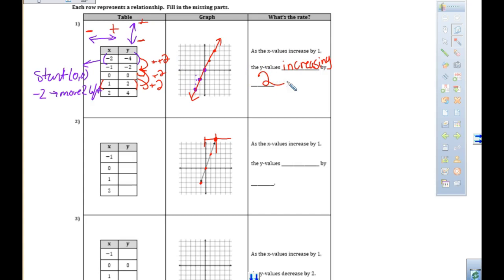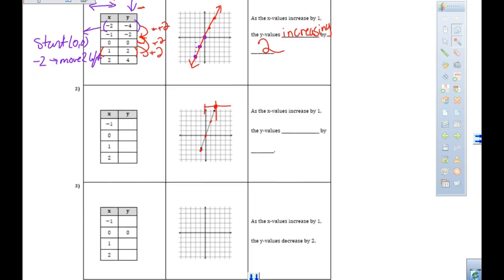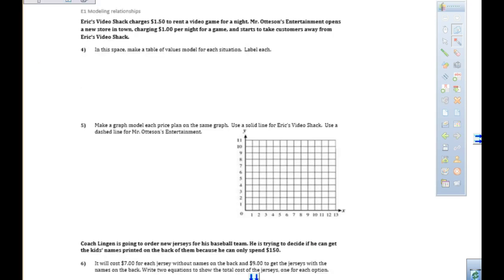So when you do the last 2 questions here in your homework, you need to fill the table in from this graph, and then you're going to answer this question. This one, I tell you that as x increases by 1, this one decreases by 2, and I tell you that you definitely have this point at 0, 0. Okay? So you're going to finish that one. Please turn to the next page and let's look at number 4.